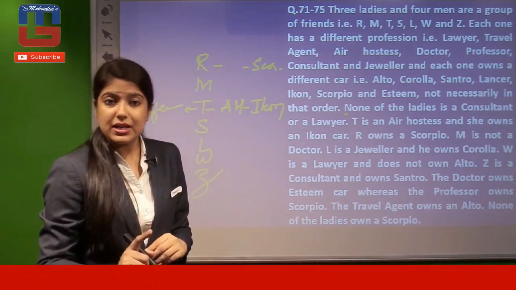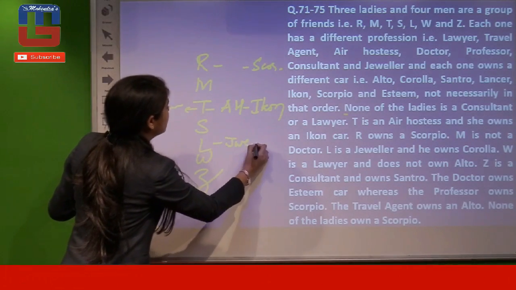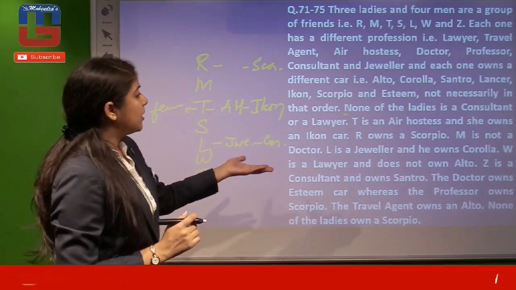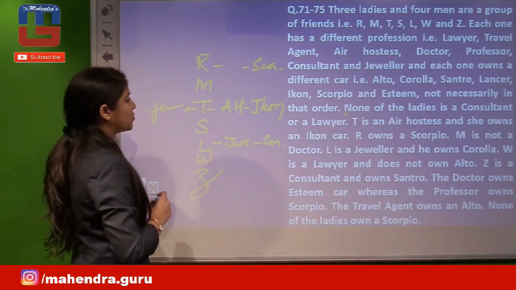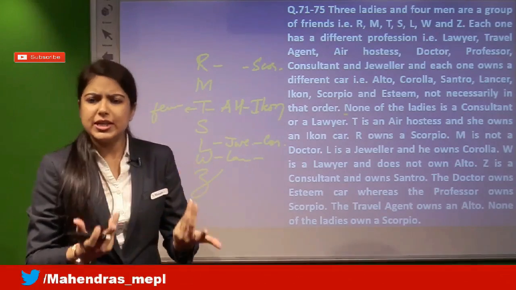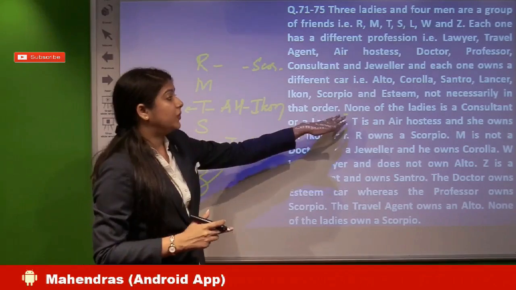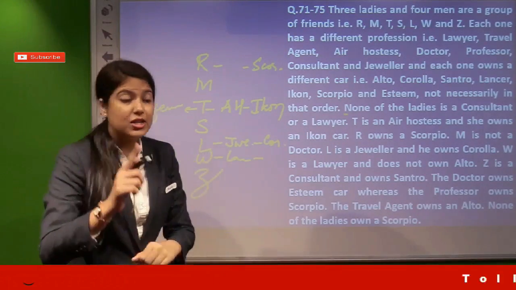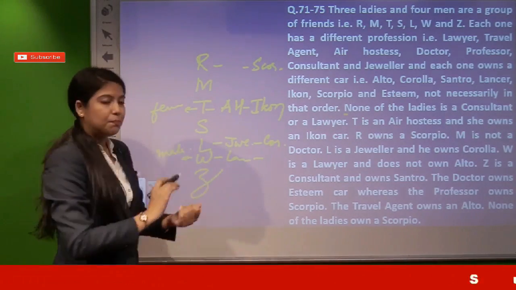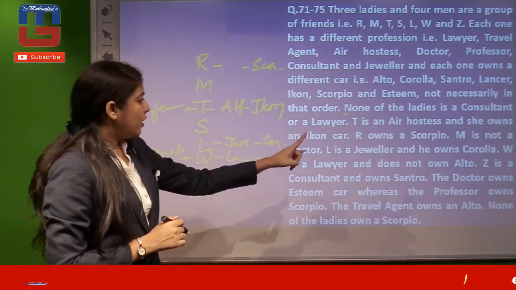Another clear fixed condition. L is a jeweler and he owns Corolla. Now L's profession is clear and the car is also clear. Moving further with the next, W is a lawyer and does not own an Alto. See, we know W is a lawyer. He does not own Alto. Just remember, previously we noted none of the ladies is a consultant or a lawyer. So if W is a lawyer, definitely W's gender is male, right? He does not own Alto. Leave the car part. Now moving to the next part.